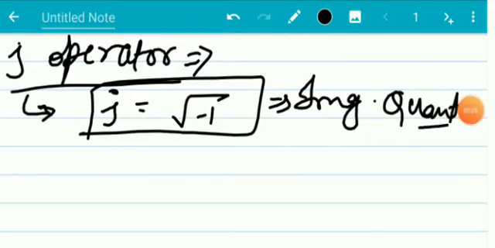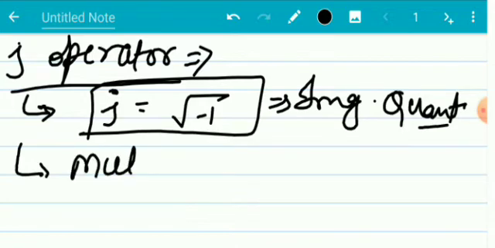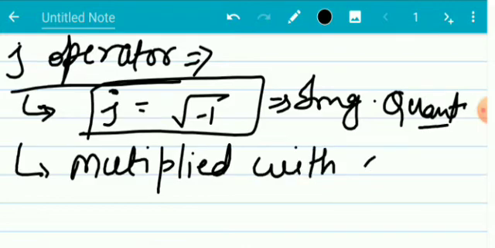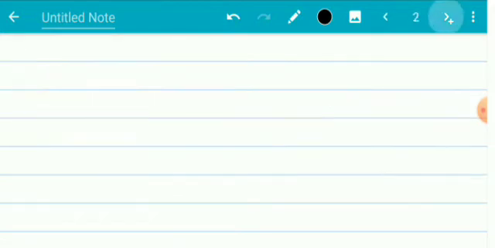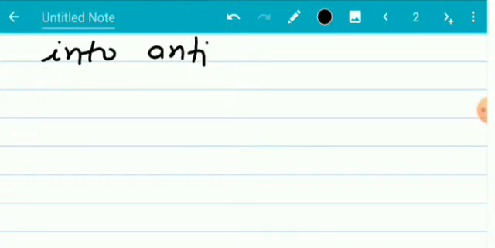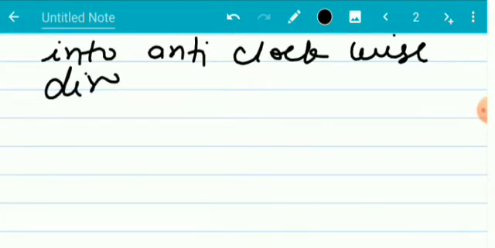If it is multiplied by any vector quantity, it rotates that quantity in the anti-clockwise direction by 90 degree. So I will write it: if it is multiplied with any vector, it rotates that into anti-clockwise direction by 90 degree.